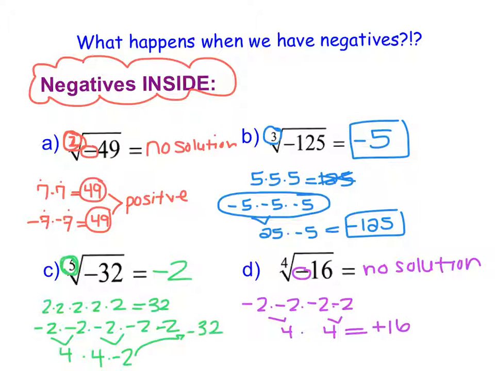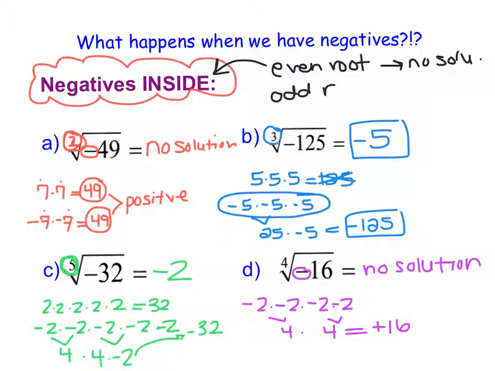Now, if you look very closely here, what you are hopefully noticing is that when we have an even root with a negative number on the inside, we end up getting a no solution case. And when we have an odd root with a negative number on the inside, the answer simply ends up being the negative version of what it would be if it were a positive number inside of that root.